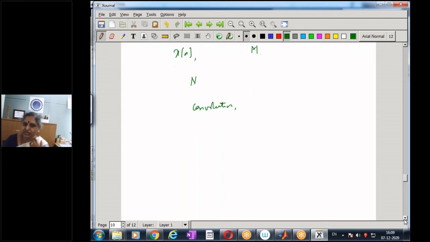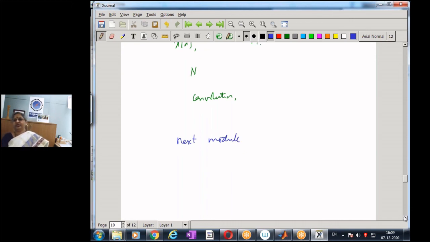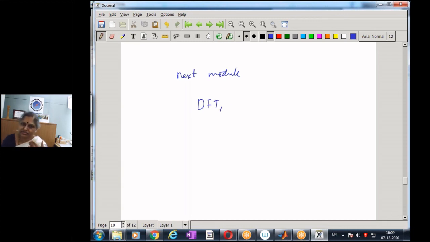In the next module, we will take some more examples of computing the discrete Fourier transform, and we shall try to observe the spectrum of some practical signals.